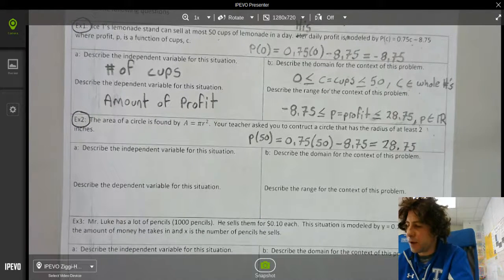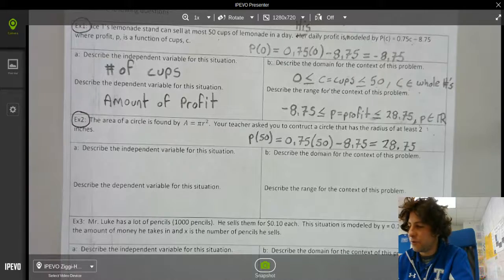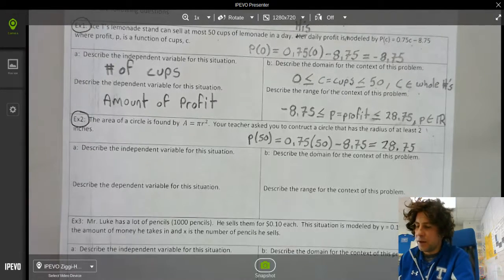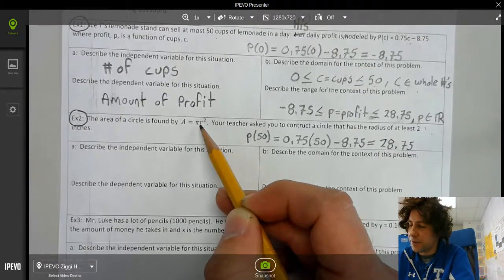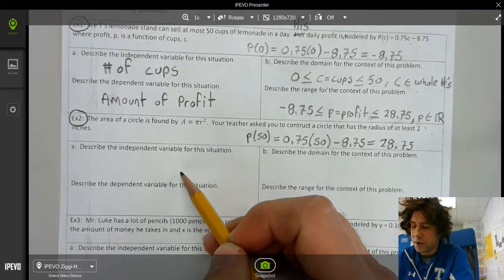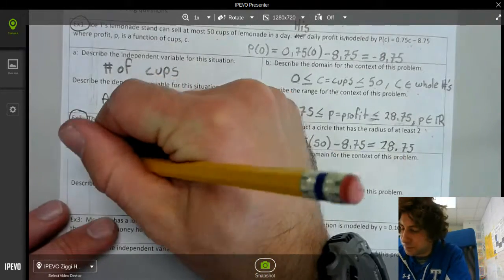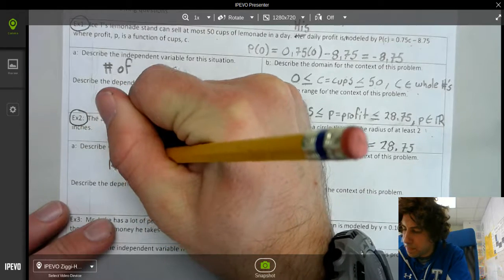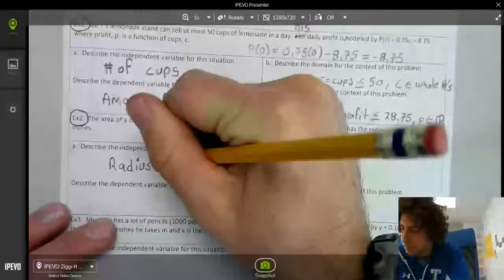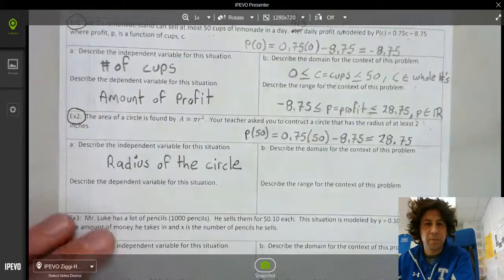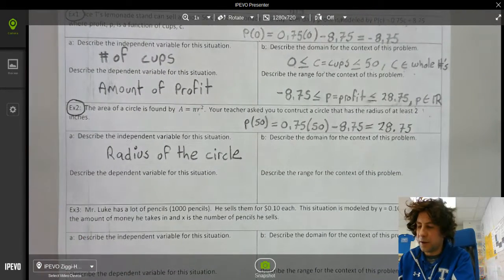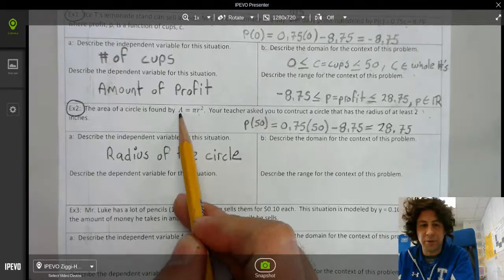All right, let's look at example number 2. The area of a circle is found by area equals pi r squared. Your teacher asks you to construct a circle that has a radius of at least 2 inches. All right? So again, the independent is almost always the inside letter. So the inside letter in the equation is r. So your independent value is the radius. Okay, and then the dependent is almost always on the outside. So in this case, it's the area.